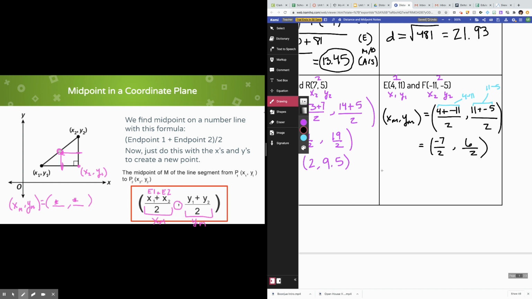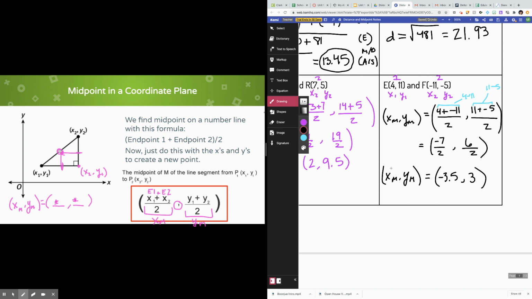2. Okay, and then again, you want to simplify if you can, like actually do the division if you can. So you can leave -7 over 2 as a fraction if you want, or you can convert it to a decimal. So that's -3.5, comma, and then 6 divided by 2 is 3. So that's my midpoint there.